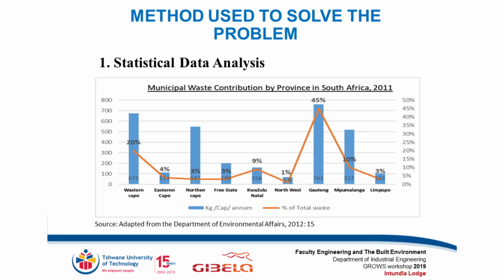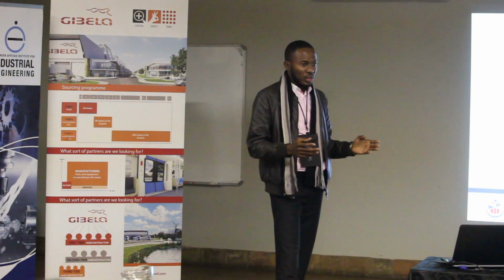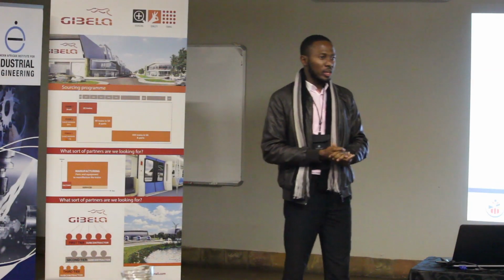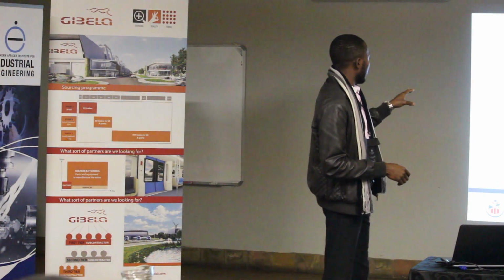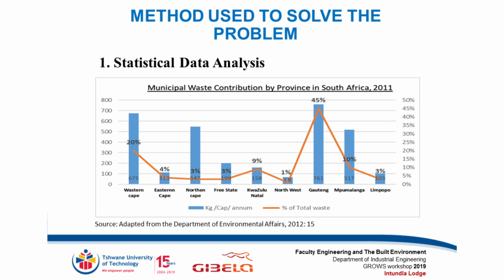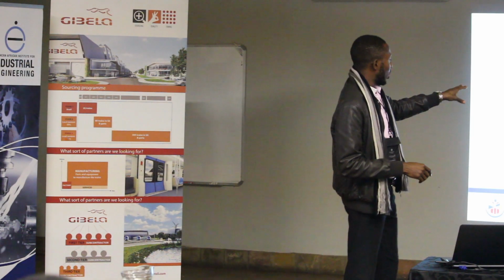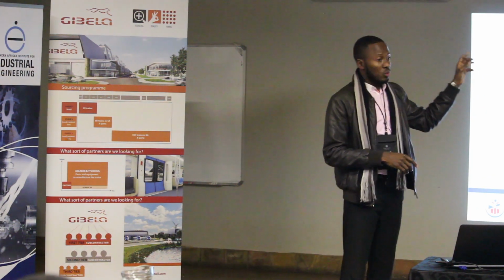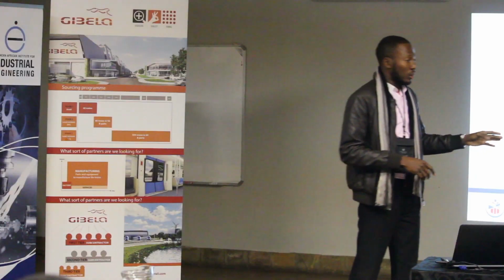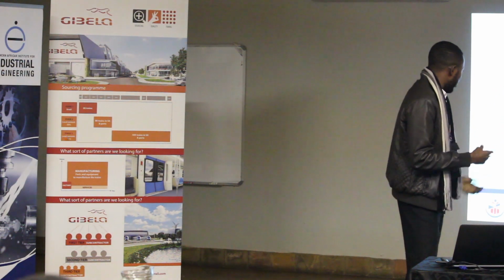As for the method used so far, we first tried to use Excel to analyze the data. This first graph displays an overview of waste production in the country. As you can see, Gauteng has the most waste produced in the country, with more than 45% of waste. Although the province is one of the smallest in the country, it produces the most waste. This first graph has given us a very big insight.